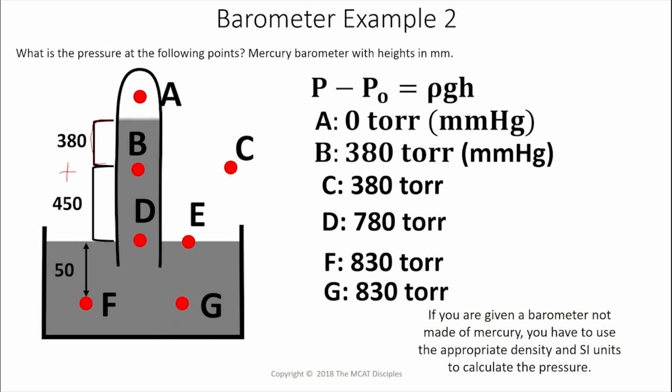Okay. If you're given a barometer not made of mercury, you have to use the appropriate density and SI units to calculate pressure. Not bad, right? You just use this equation, and again, remembering that P0 for the barometer is going to be 0, and the pressure is just this pressure. That's where people get messed up, if they start thinking that P0 is like the atmospheric pressure that they're supposed to calculate, but this is 0. And the rho g h is not the gauge pressure, it's the actual pressure, it's the atmospheric pressure, in the case of the barometer.